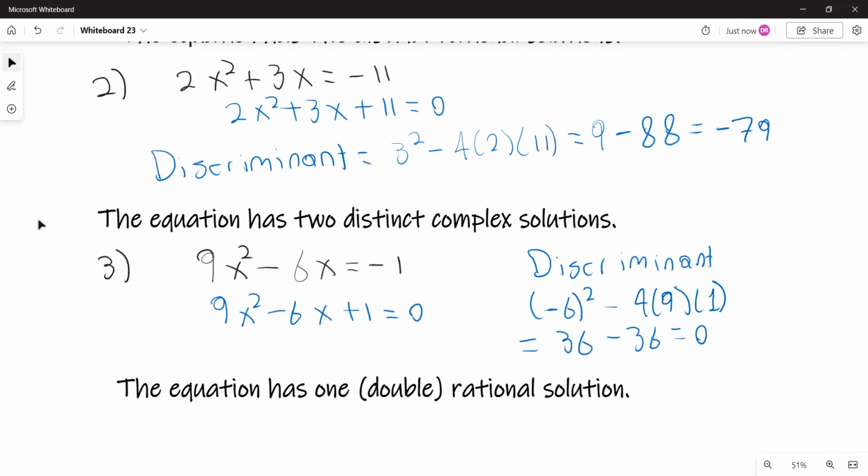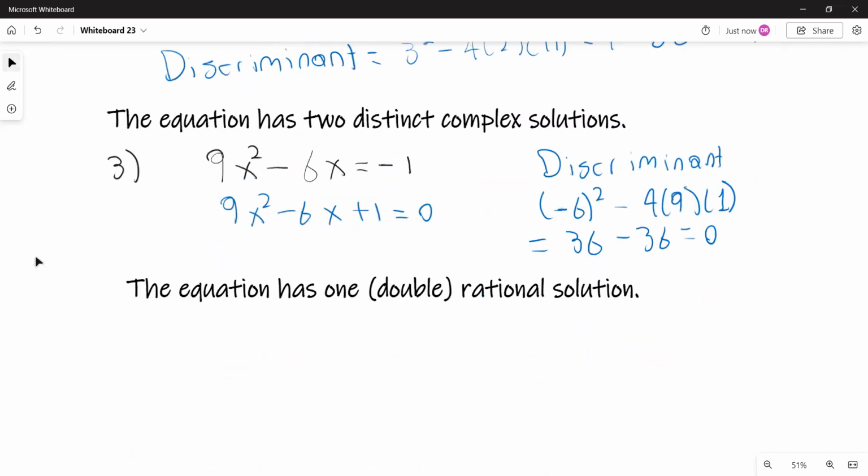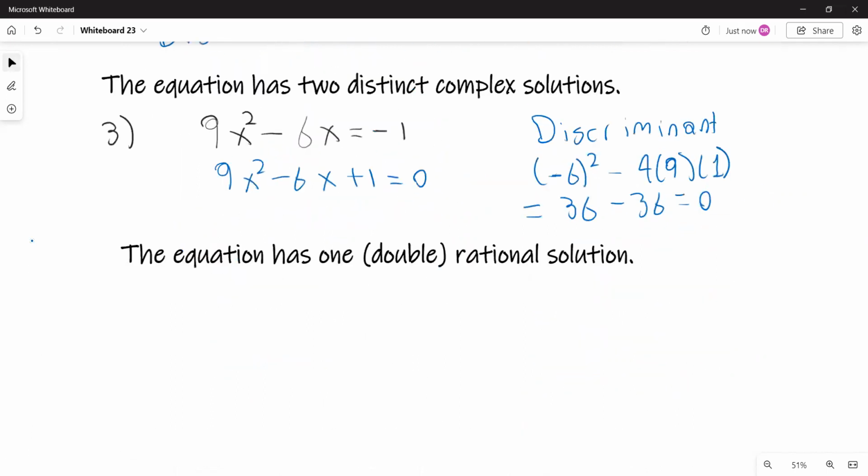And number 4, so we have done one of each case. First case, 2 distinct rational solutions. Second case, 2 distinct complex solutions. Third case, 1 double rational solution. So by elimination, the last case is going to be 2 distinct irrational solutions. So number 4, the equation is 5x squared equals 5x plus 7.